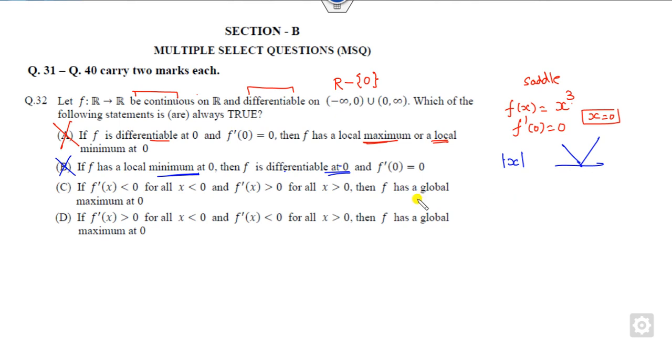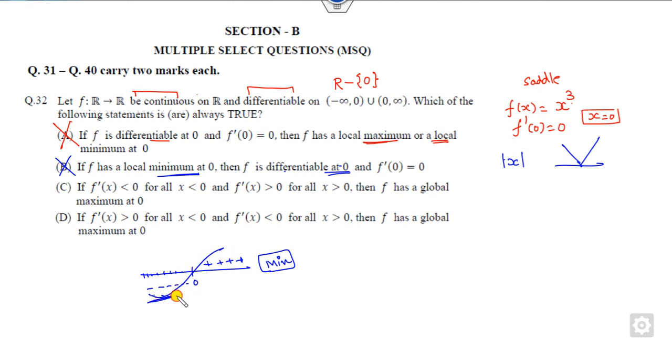If f dash is negative whenever x is less than 0, and positive whenever x is greater than 0, what is the definition of that? It will give you a minimum. It will give the point is a minimum. Why? Because it gives less than 0 and then greater than 0, so you are going from below to upside.